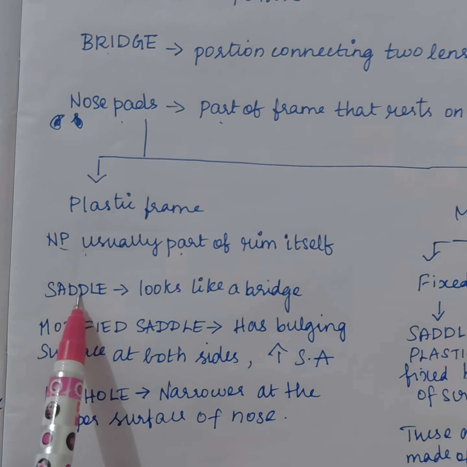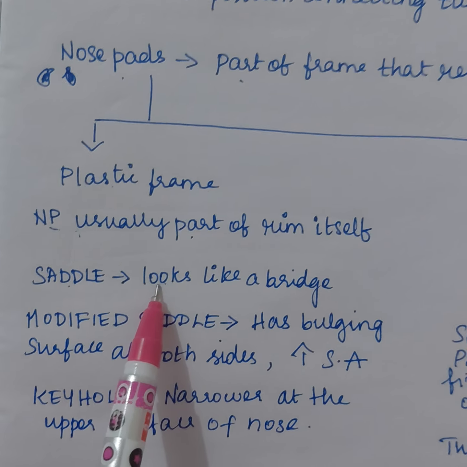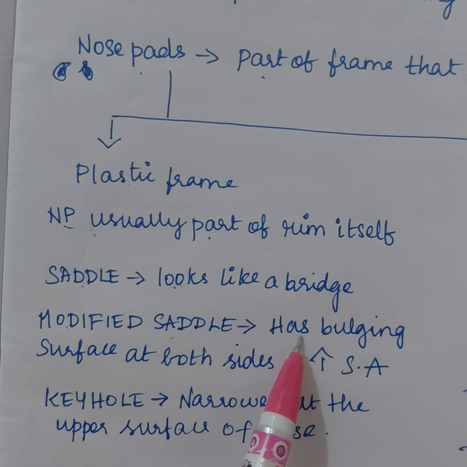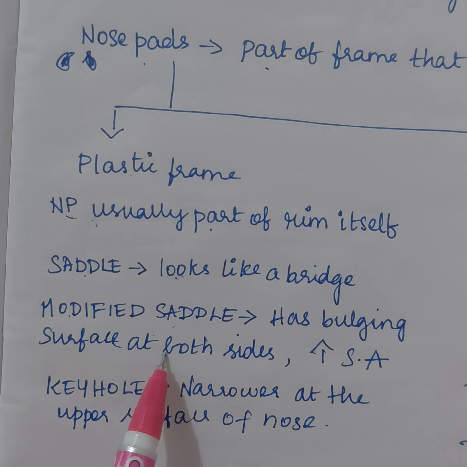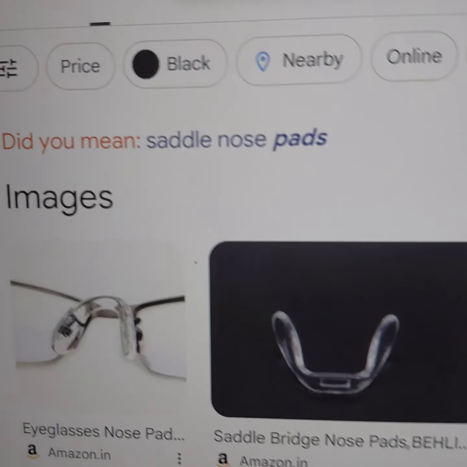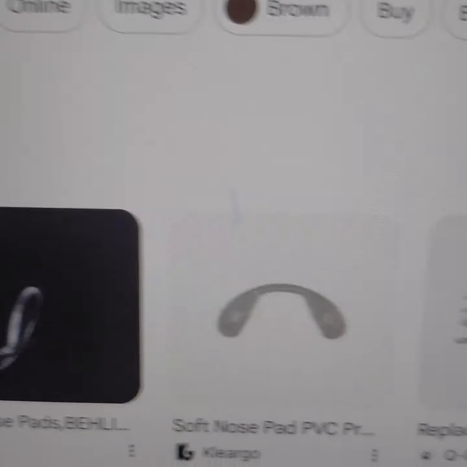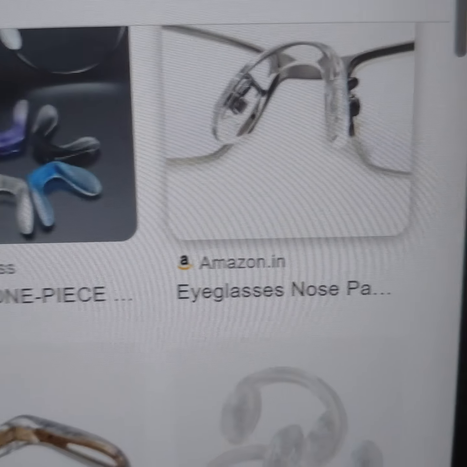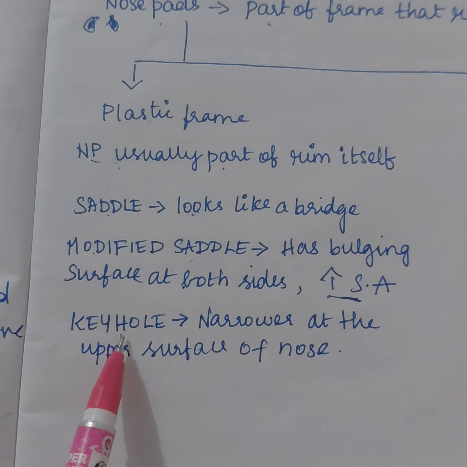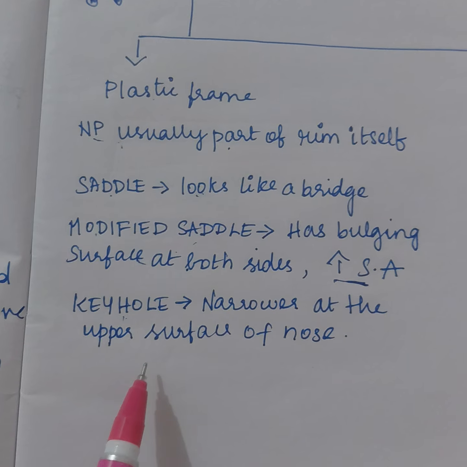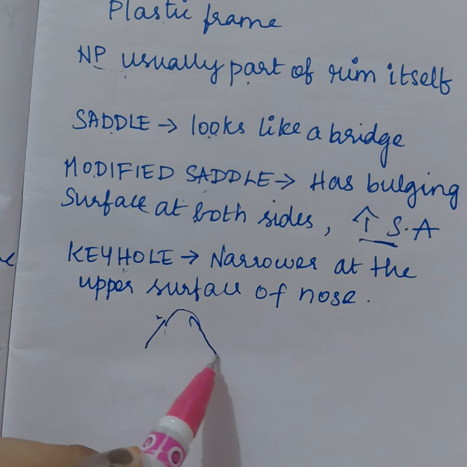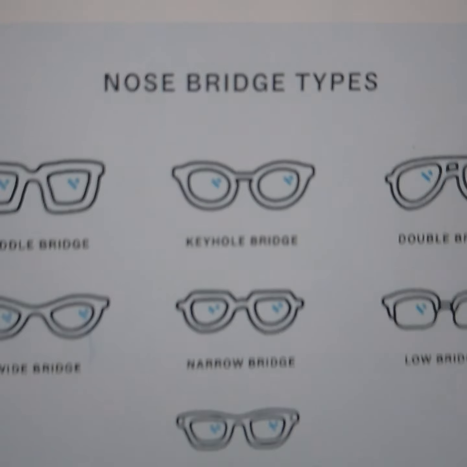In the plastic nose pad there is a type called saddle, and the shape of the saddle looks like a bridge. Then there is a modified saddle. It has an even more bulging surface at both sides, and hence it increases the surface area that will rest on our nose. These are examples of saddle, and this is the modified saddle. There is something called a keyhole bridge that will be narrower at the upper surface of the nose and wider at the bottom. Just like this.